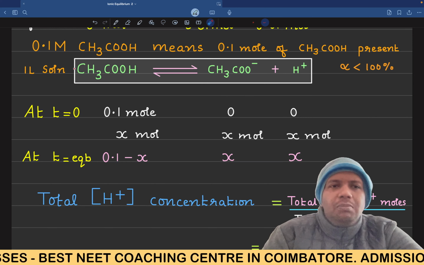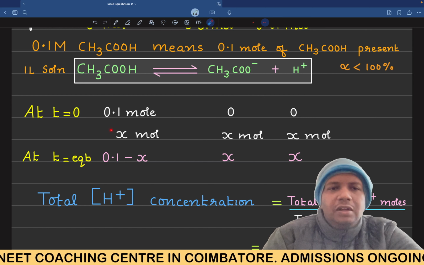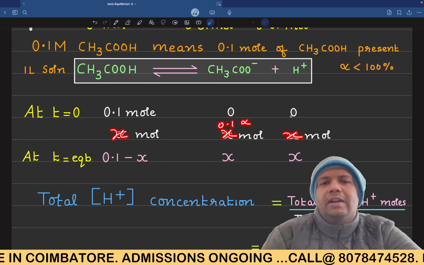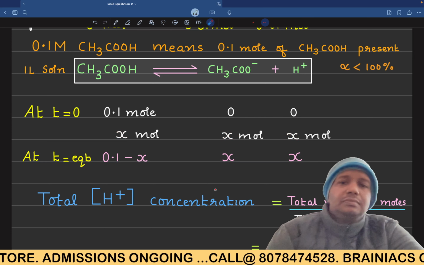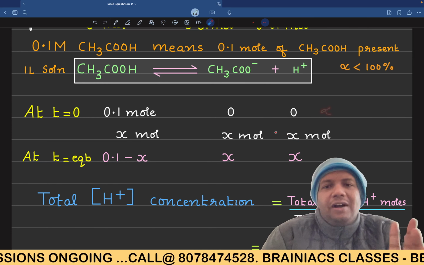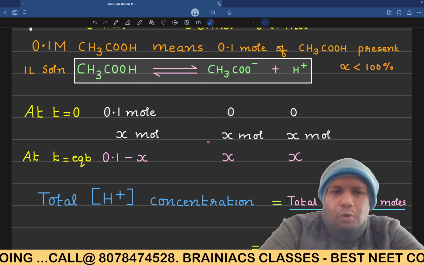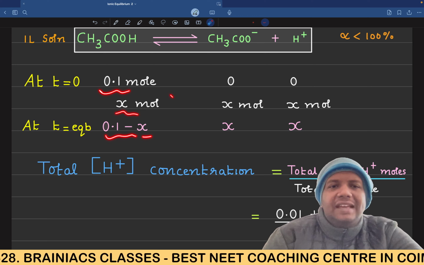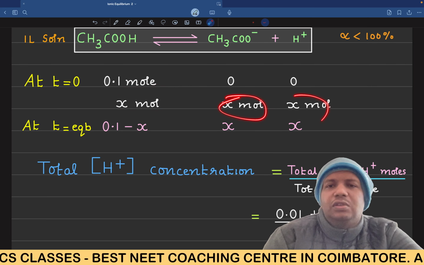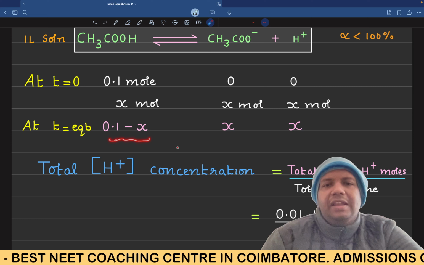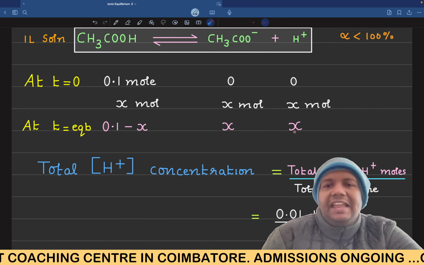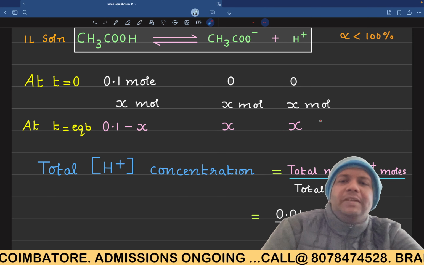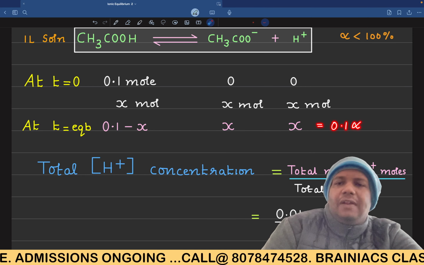1 mole can give rise to 1 mole of acetate ion, so X mole can give you X mole. Here also X mole, so all of it is 0.1 alpha. Since we don't know the alpha, we cannot calculate an exact value. That is the problem. What would be remaining here? 0.1 minus X, because X has already reacted and given rise to this. Correct? And here acetate ion X, and H plus ion, because we need H plus ion for our calculation. How much H plus ion is formed? X, that is equal to 0.1 alpha.